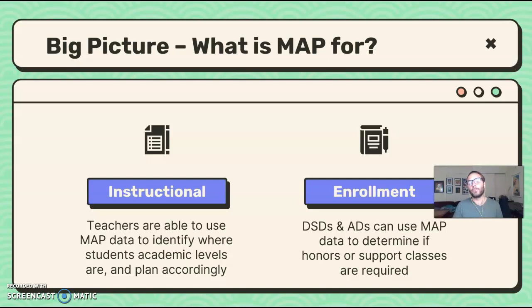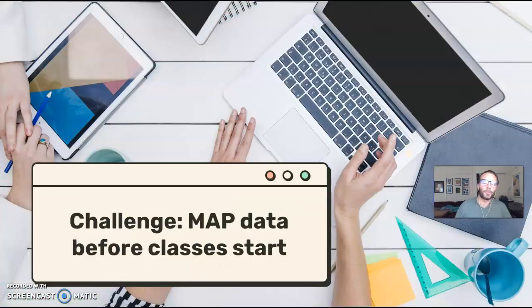And then the other thing we want MAP to be used for is to help us in our enrollment decisions. If we're having difficult conversations with parents about maybe taking things at the essentials level, we can use MAP to help support those reasonings and those kinds of transitions for classes with a more data-driven decision rather than kind of what it feels like.